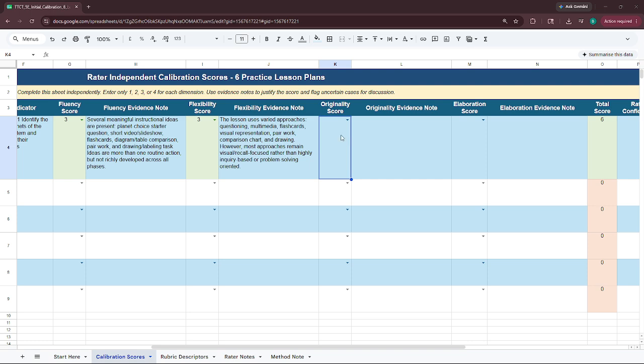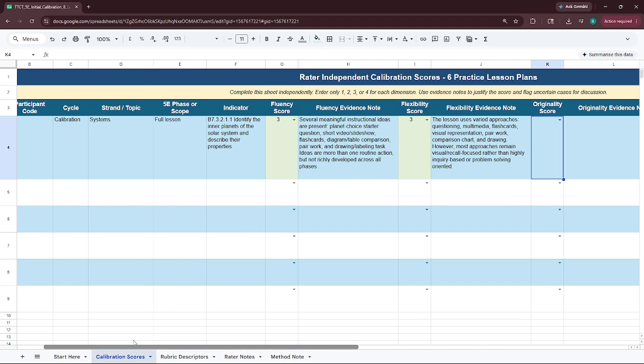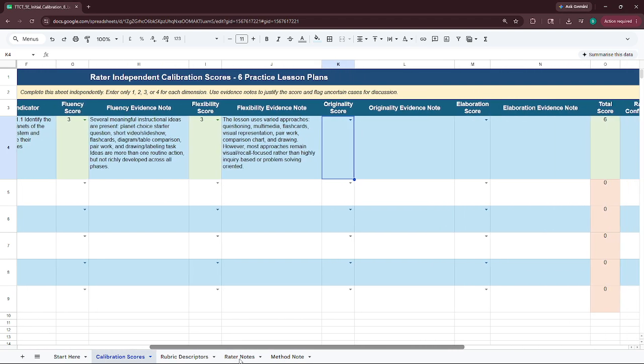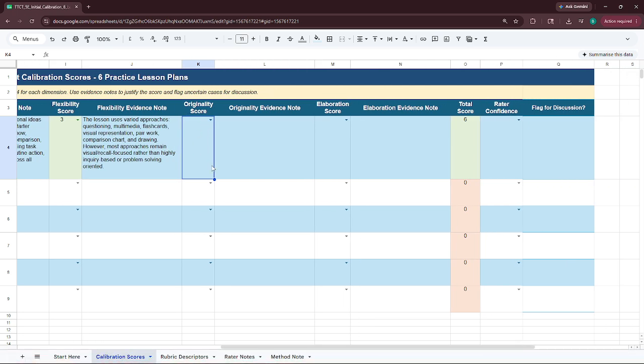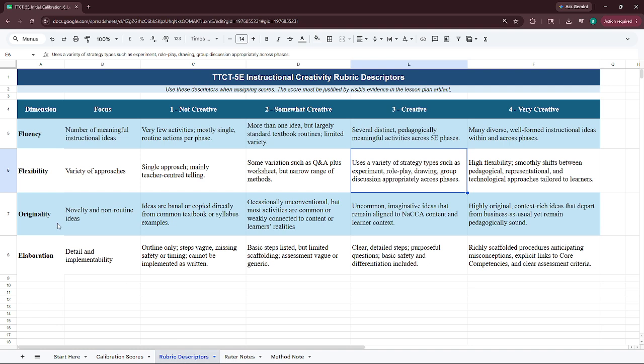Okay, so now we are done with the two dimensions. First one, fluency. Second, flexibility. Now, originality. So the originality, what is it about? We go to the rubric descriptors to check what we are to observe. So here we are checking novelty and then non-routine ideas.